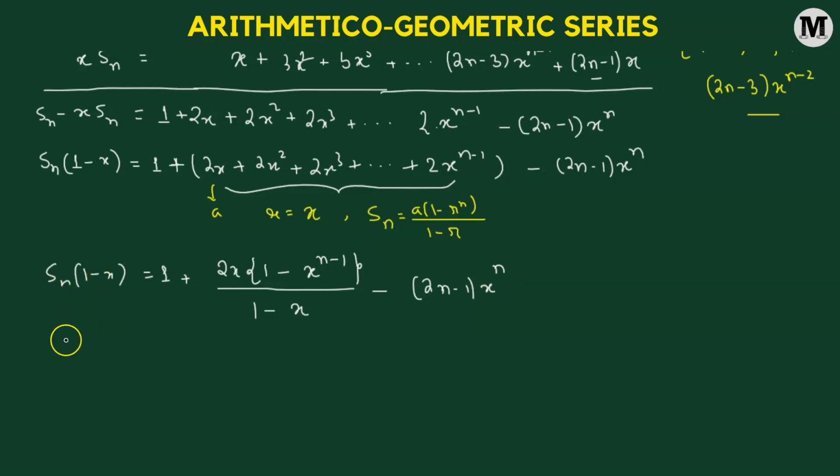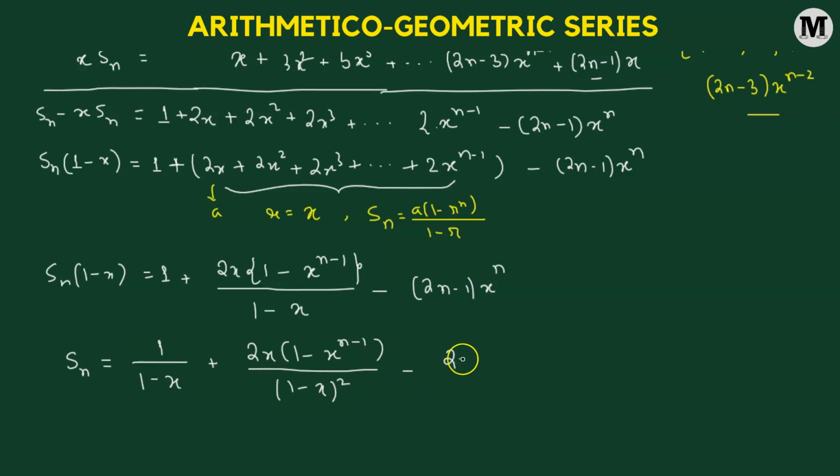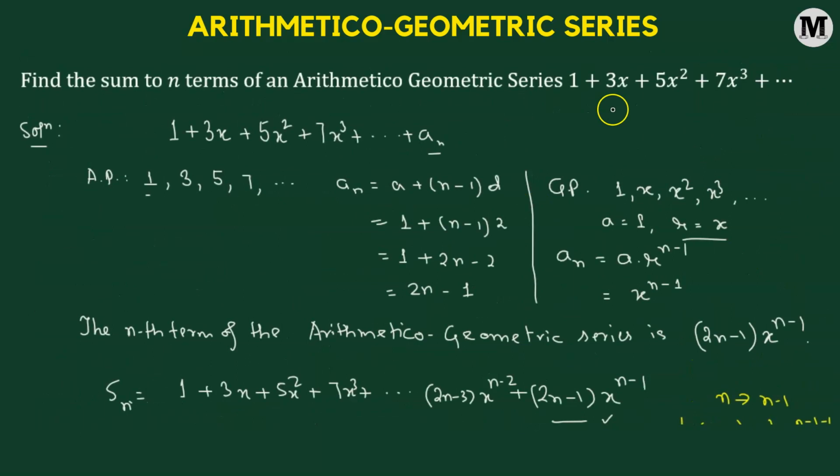Now we're going to divide throughout with 1 minus x, and that's going to give us Sn on the left hand side. We have Sn equals to 1 over 1 minus x added to 2 times x multiplied to 1 minus x raised to the power of n minus 1, whole divided by 1 minus x, but again we're dividing with 1 minus x, so this will become 1 minus x squared, minus 2n minus 1 times x raised to the power of n, whole divided by 1 minus x. So this is the final sum. This is the sum up to n terms of the Arithmetico-Geometric series, which is 1 plus 3x plus 5x squared plus 7x cubed and so on.